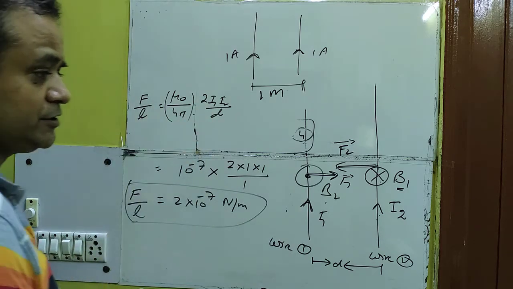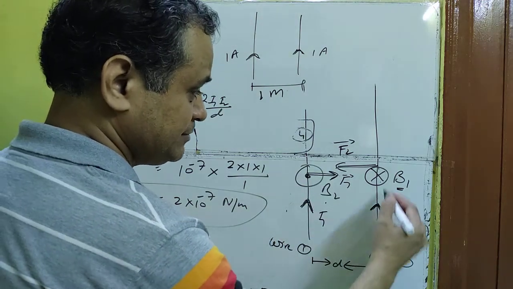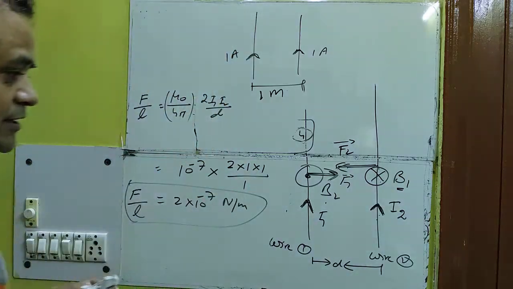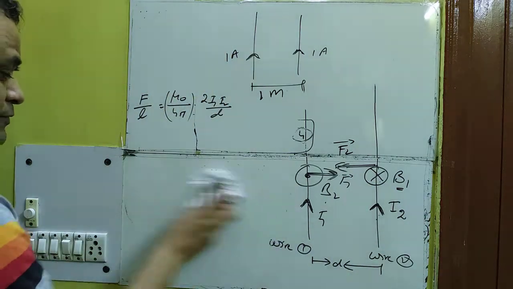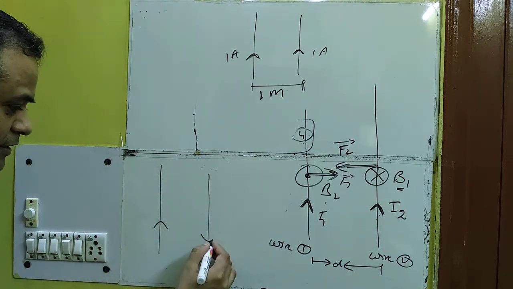One more thing which I need to discuss here. Remember that when the direction of current is in the same direction, the force is attractive in nature. Means both wires attract each other. Now what will happen if the direction of current will be opposite?